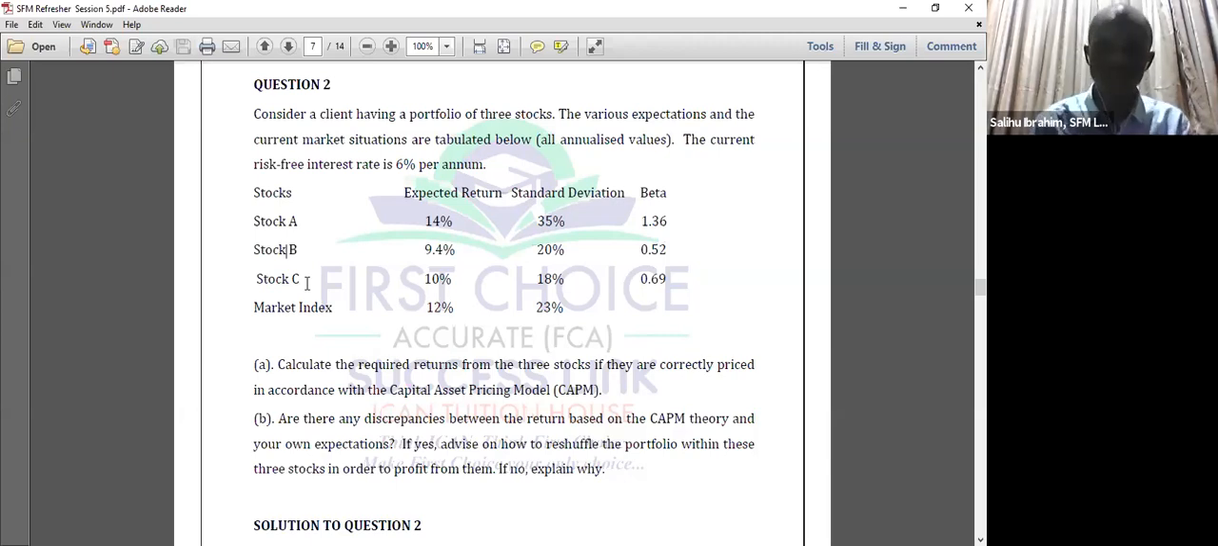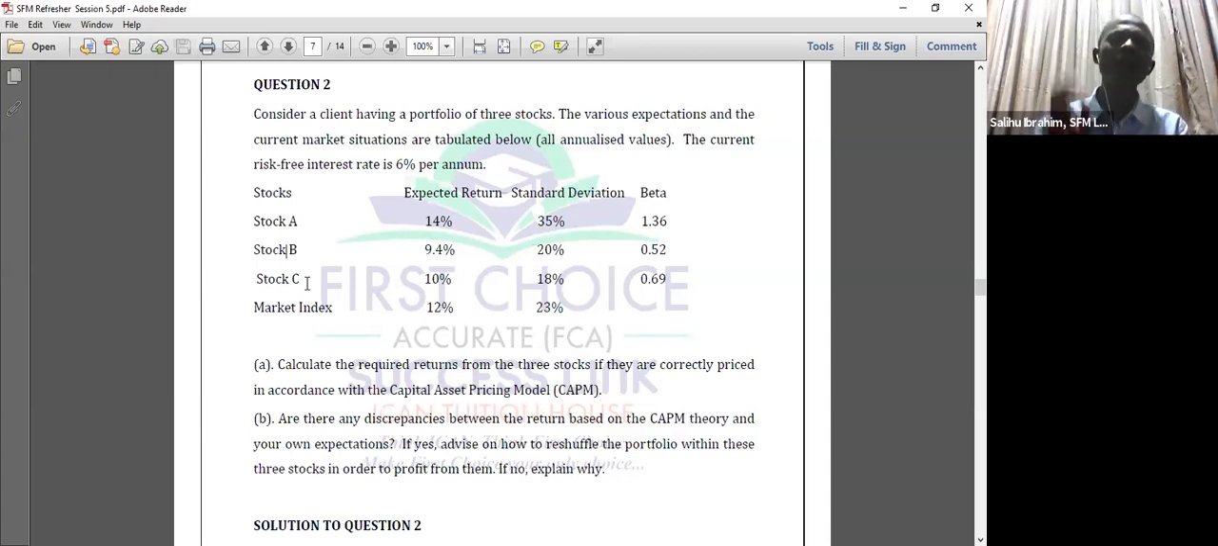Now, how do we measure required return? I've explained various components of the portfolio now. How do we measure required return? How do we measure expected return? How do we measure standard deviation? And how do we measure beta?